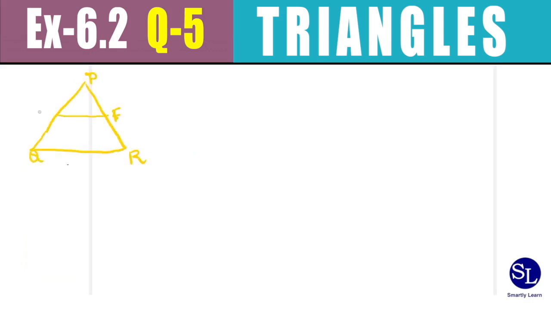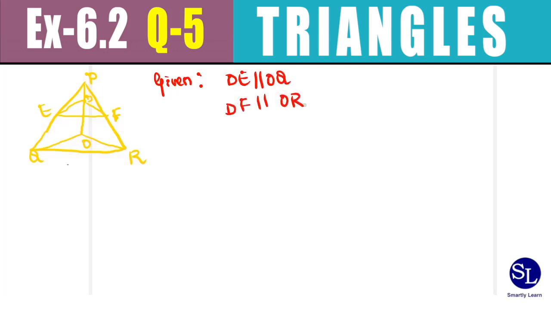Now that we have noted the diagram, let's list what is given to us. Given is DE is parallel to OQ and DF is parallel to OR. So what is it that we are supposed to prove? To prove is EF parallel to QR. Let's understand what we are going to prove: EF is going to be parallel to QR. So let's start writing the proof.